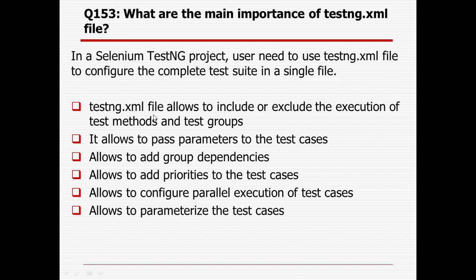First, the testng.xml file allows you to include or exclude the execution of test methods and test groups. If you want to include a particular group or test methods, or exclude something, you can do it in the XML file. It allows you to pass parameters to the test case. It also allows you to add group dependency, in case some test cases depend on another group or test case. It allows you to add the priority of the test case, and to configure parallel execution of test cases with the help of thread count. It allows you to parameterize the test case. So that is the basic advantage of the testng.xml file, and it is very important in any testng framework.